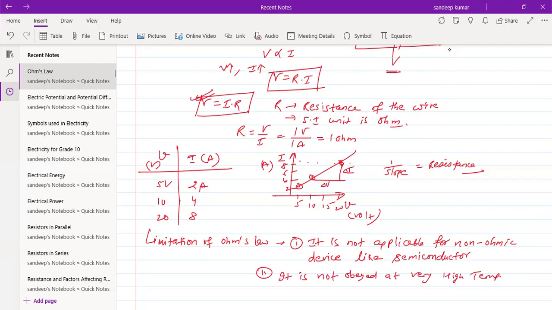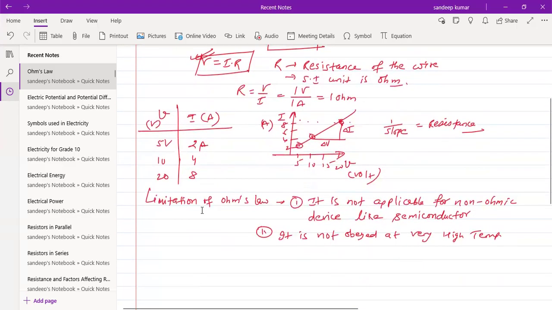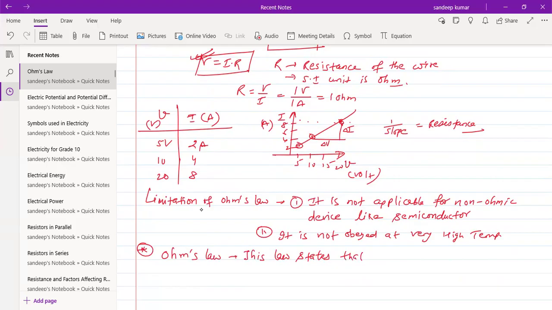You can write the statement also, children. The statement of Ohm's law, which I have not given, I'll just write last because this statement is very, very important. Always they're asking in the exams, state Ohm's law. This law states that at constant temperature, you can note it down, children.